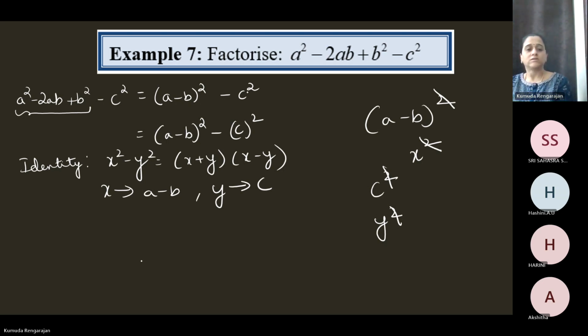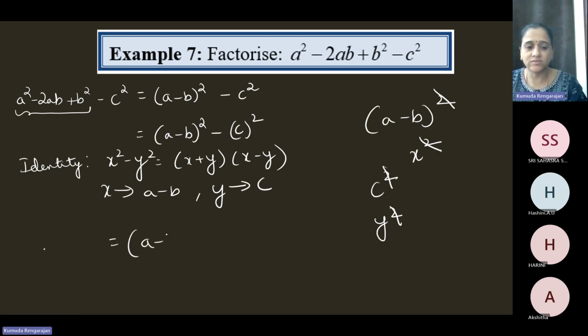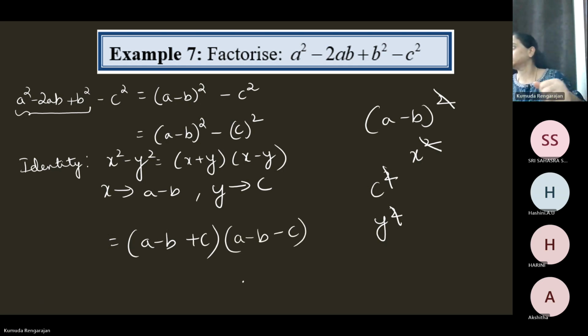So the identity you'll have to use to factorize further is x squared minus y squared is equal to x plus y into x minus y, where x is a minus b and y is c. So the answer is x plus y into x minus y. All right?